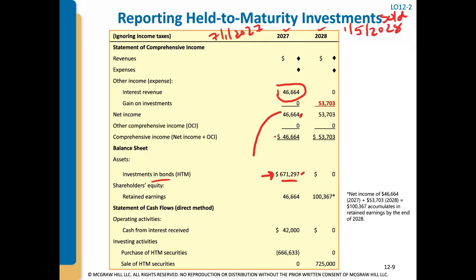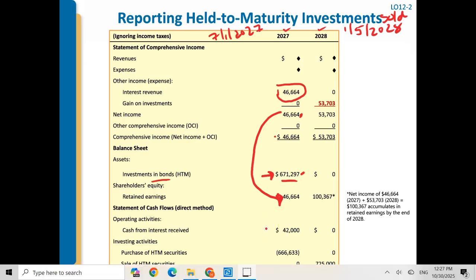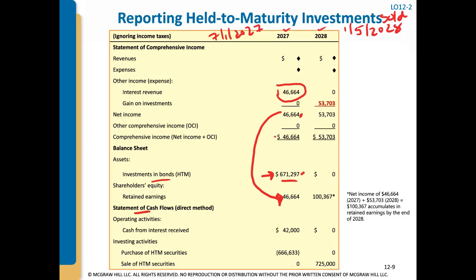Our retained earnings for the year comes down straight from the net income. And on our statement of cash flows, we had the interest payment that we received, and that would go under the operating activities. And under the investing activities, we would recognize when we purchased the investment at the discount price of $666,000.